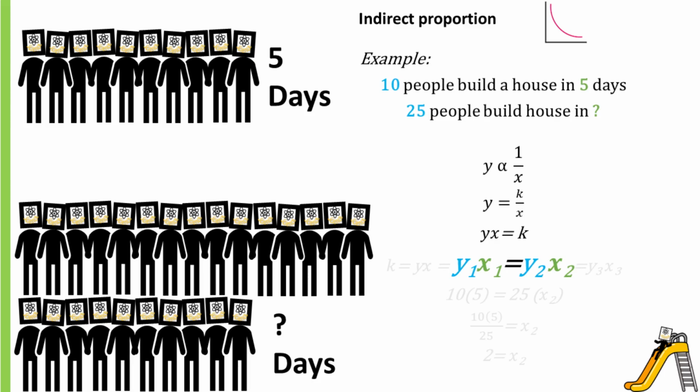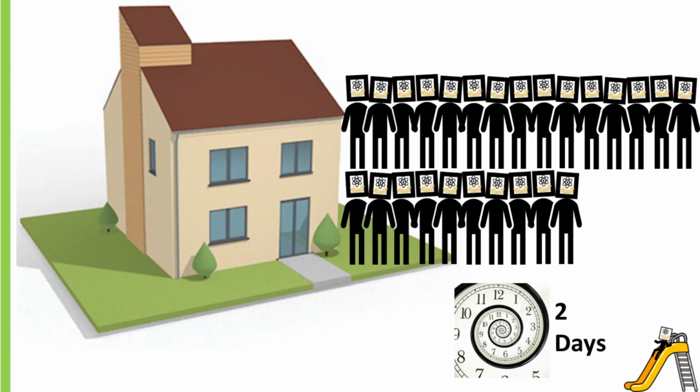Our y values in this case are the number of people, and our x values are the number of days it takes them. Inserting our variables into this formula, we get 10 multiplied by 5 days is equal to 25 multiplied by x2. Now we want to solve for x2, which will be the number of days it will take 25 people to build a house, and we get 10 multiplied by 5 divided by 25, which gives us x2. When we solve for that in our calculators, we get that x2 is equal to 2, and that means it takes 25 people 2 days to build a house.